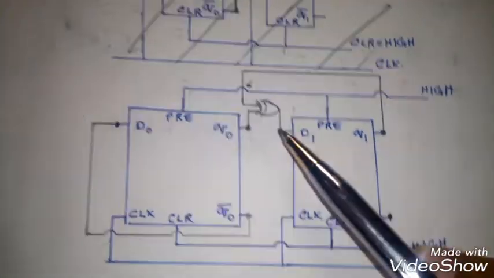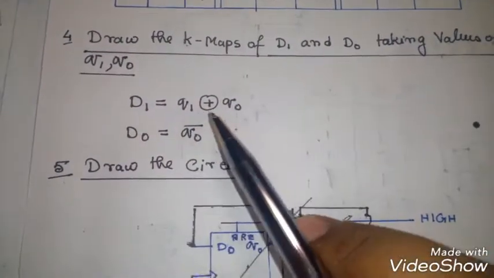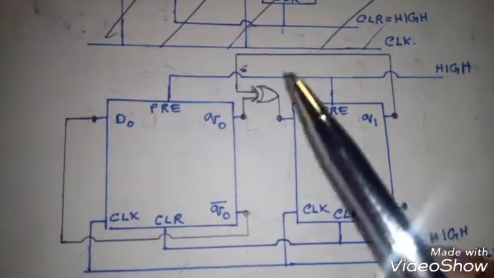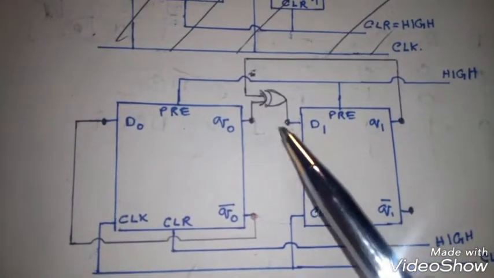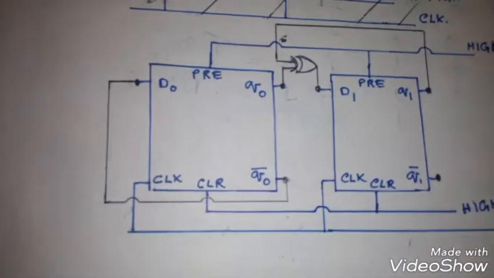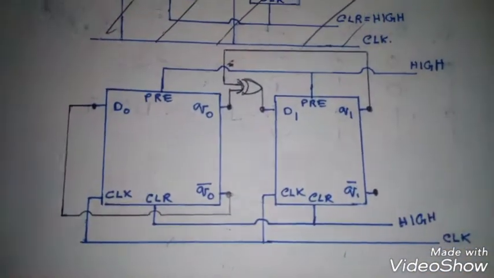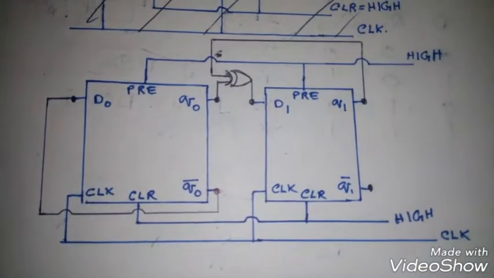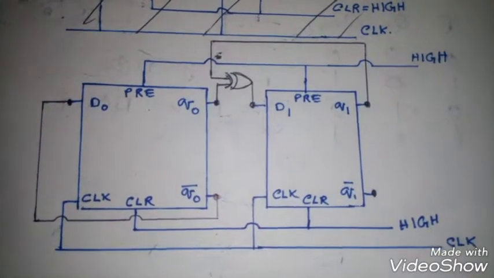This circuit I have gotten from the K-map expressions, that is D1 is Q1 XOR Q0. So I have taken Q0 and Q1, and I have connected D1 with the XOR gate and D0 with the Q0 bar. We have to make the circuit connection like this. After we have made the circuit connection, we should move on to perform the experiment practically.